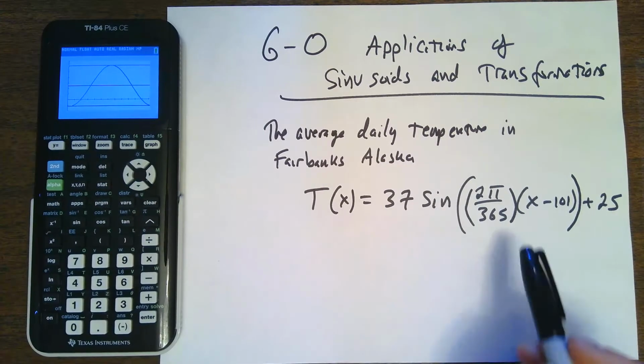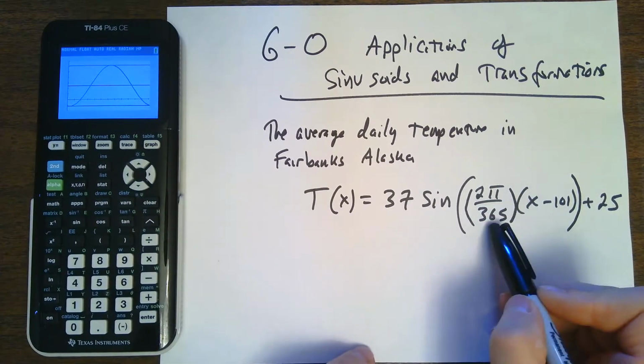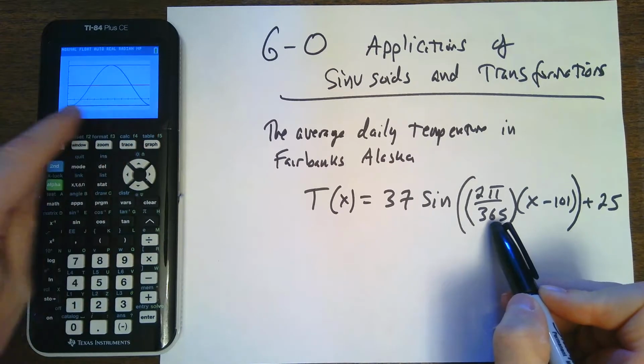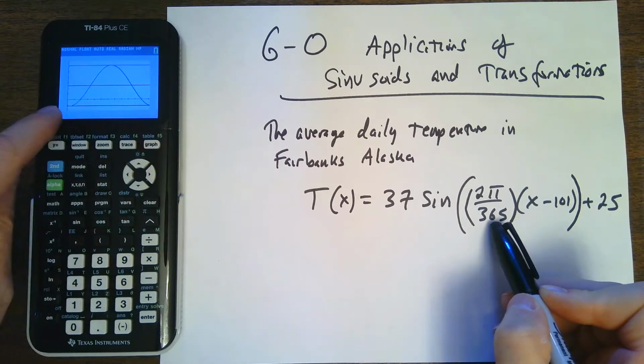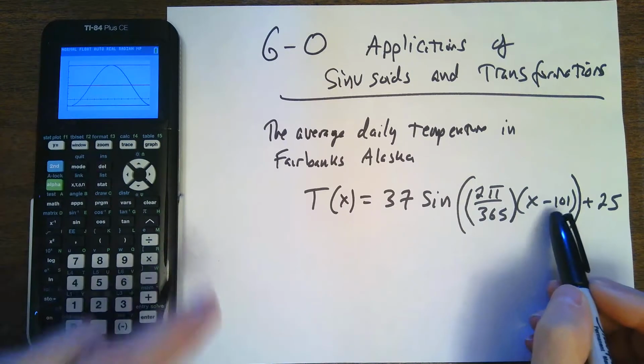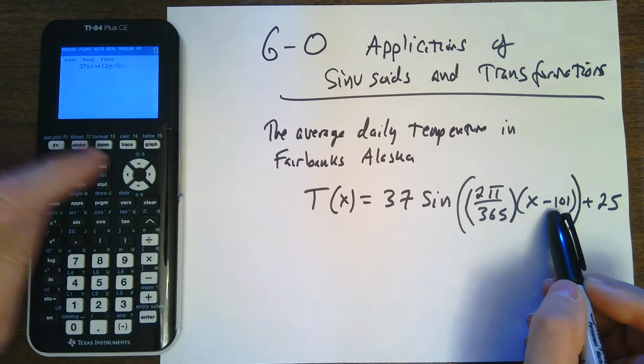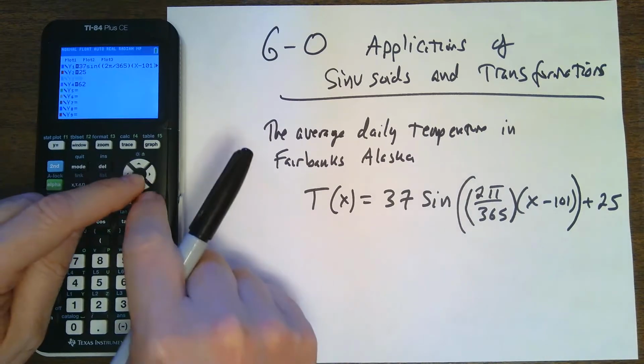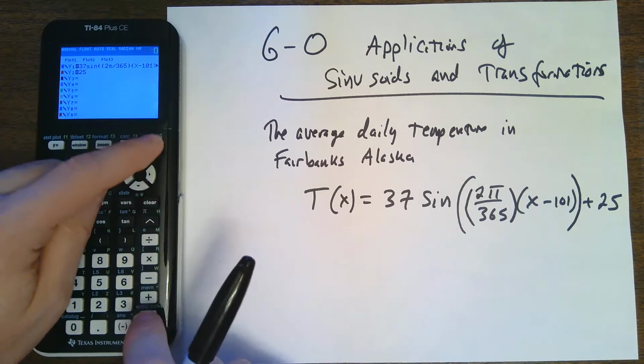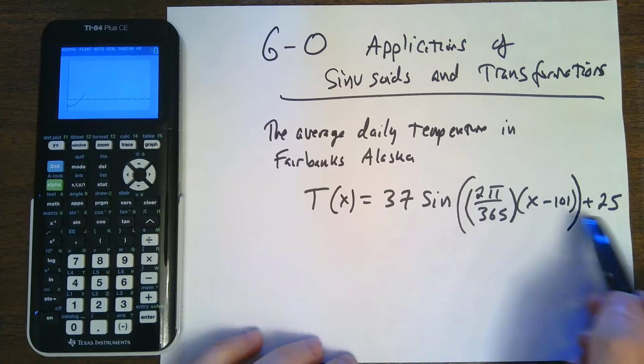The next thing I noticed is that the period is 365 days, so that's one complete cycle of sine. And the phase shift of sine is 101. Well, what does that mean? All right, let me get off that. I'm going to delete the maximums and the minimums here for a minute, and I'm just going to leave the graph with the center line.